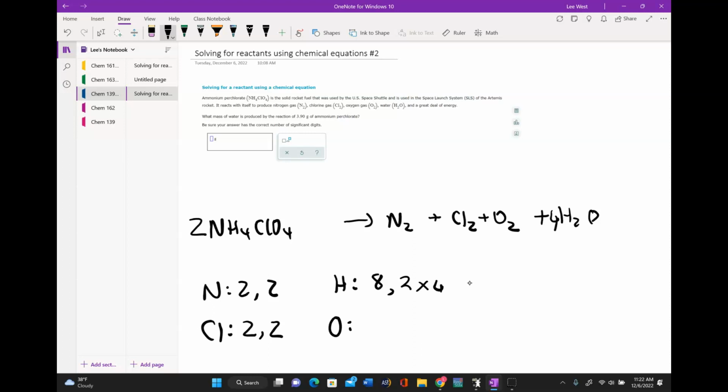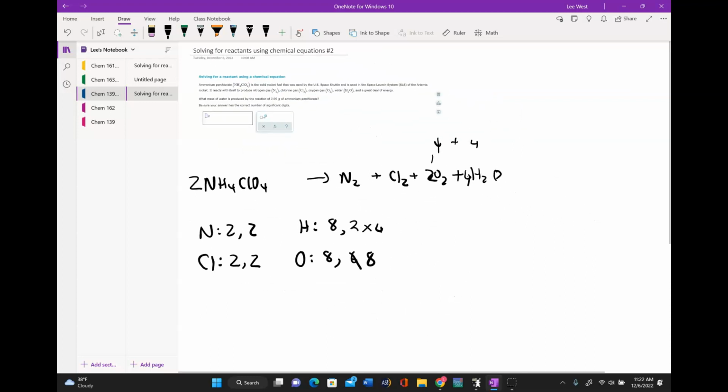And then my last thing to deal with is my oxygens. I've got 2 times 4, so we've got 8 on the left. And then on the right, I've got 2 there. And then 4 times 2, that's 4. So that I've only got 6. But hopefully you can see, if I make that 2 O2, then that would be 4 plus 4, which is also 8. So then that would become 8. All right, so that looks like it balances, right?